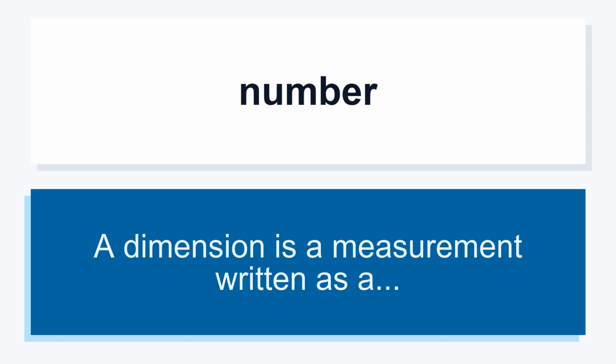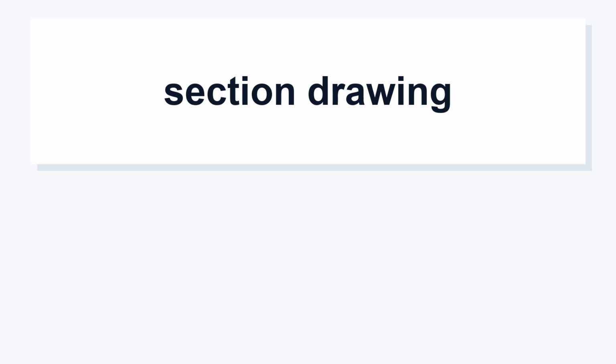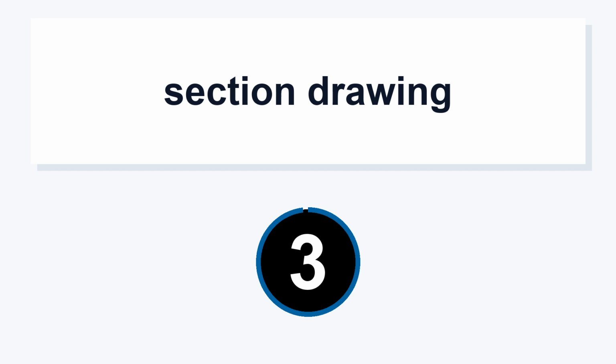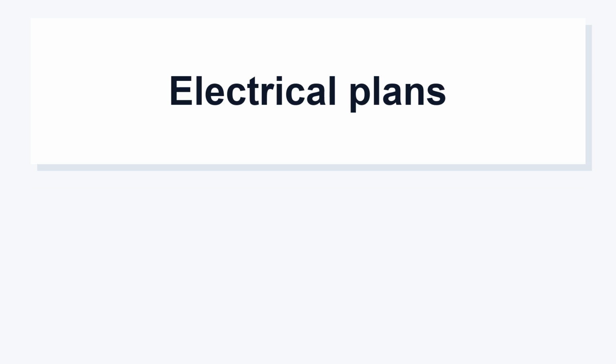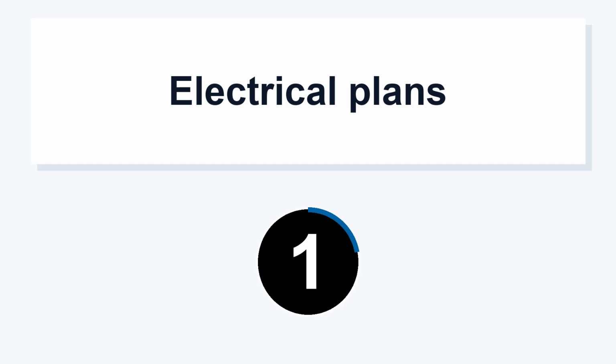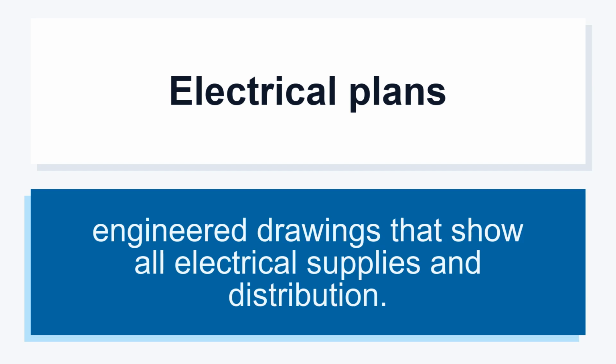A dimension is a measurement written as a number. Section drawing. A cross-sectional view of a specific location, showing the inside of an object or building. Electrical plans. Engineered drawings that show all electrical supplies and distribution.